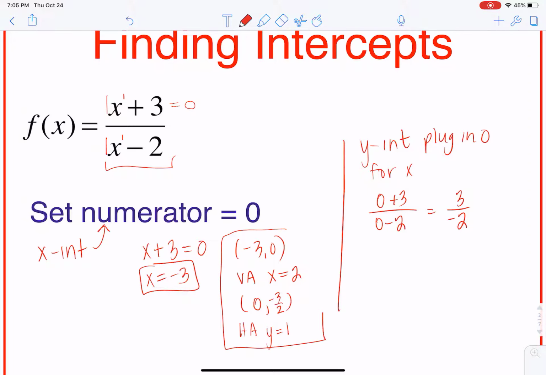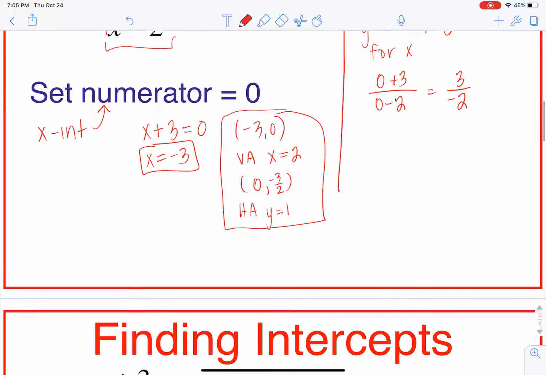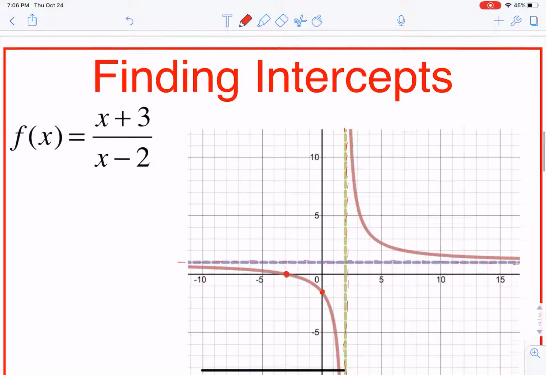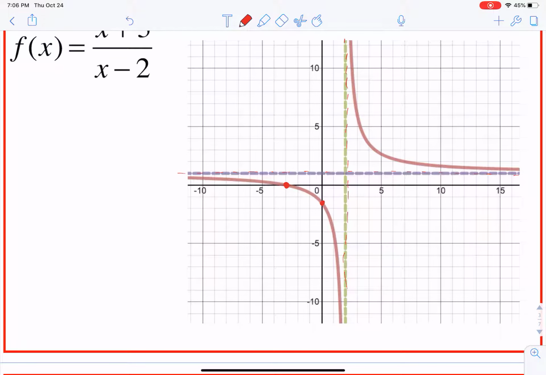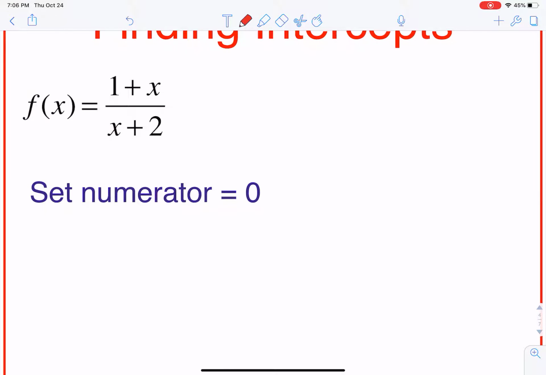So lots of information here that we can take a look at. I can see that negative 3 comma 0 is a point on my graph. I can see that negative 3 halves is my y-intercept. I can also take a peek at my horizontal asymptote and my vertical asymptote where x is equal to 2. So one lesson and one problem in, and we already have so much information about these rational functions and what their shape will look like. Let's take a peek at one more here.